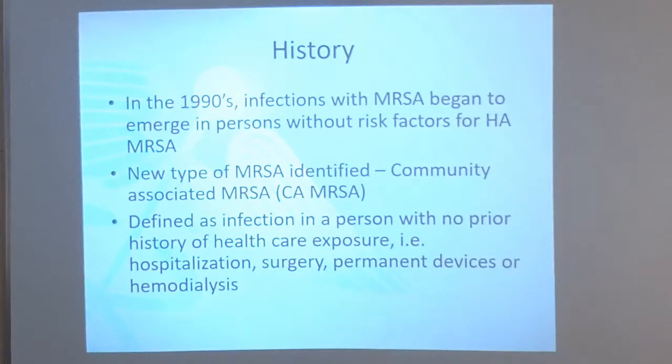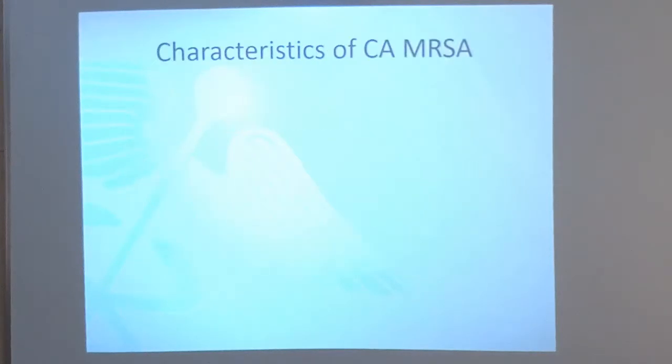Now, the definition of CA MRSA is a person with no prior history of healthcare exposure like hospitalization, surgery, permanent device or hemodialysis, and still he is having the MRSA. So, those were called community associated MRSA.